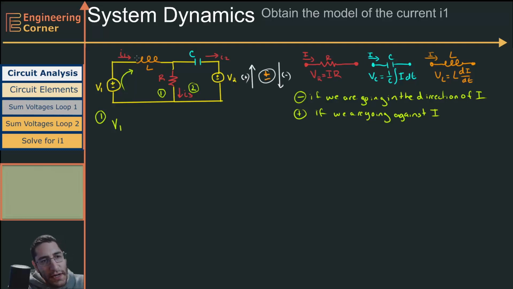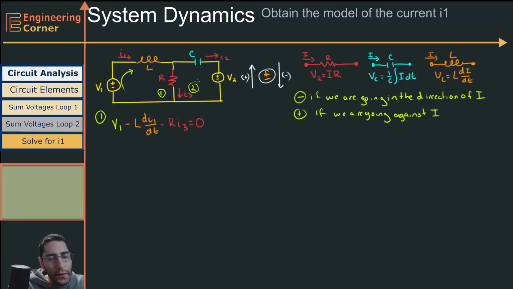Now I'm going in the same direction as current I1, and I'm going over this inductor, so we're going to subtract it. So I'm going to say minus L dI1 dt. And now we're going this way, over this resistor, again in the same direction as my current I3. So I'm going to have minus R I3, and this is going to be equal to 0.